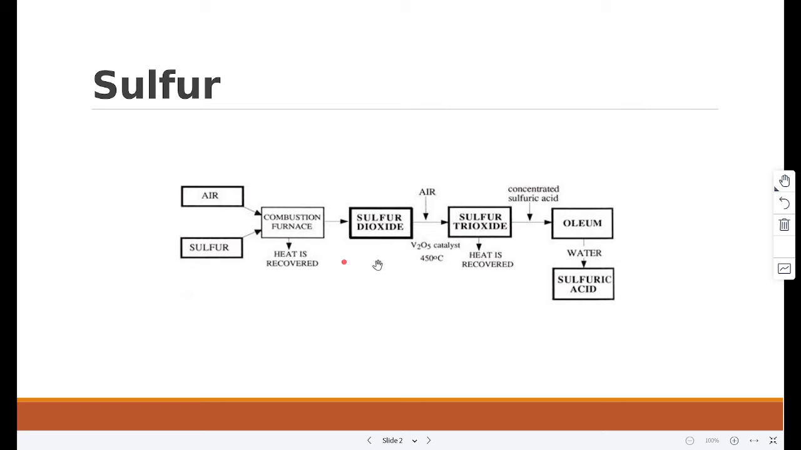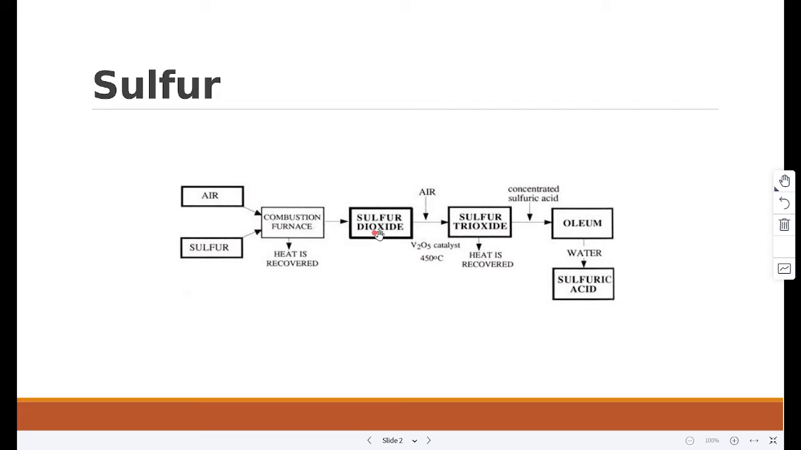So the manufacture of sulfuric acid is known as the contact process. So the contact process uses sulfur and oxygen from air, and it is done in three stages. So the first stage is the oxidation of sulfur. So sulfur and oxygen react and they form sulfur dioxide.